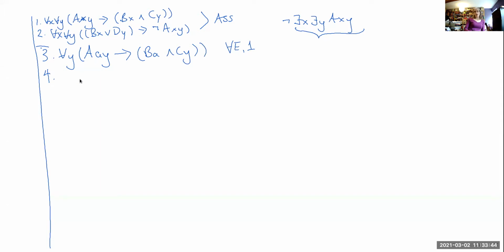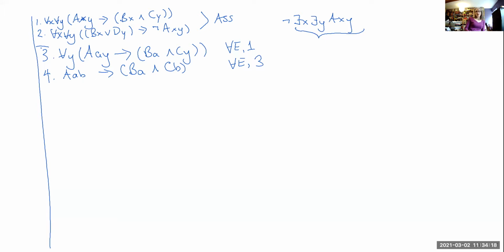And now, because I still have another universal quantifier, I can do the same thing. Now, I could pick the same constant because the quantifier holds for everything, but I'm actually just going to pick a different one because I can. So I'm going to say that Aab implies either Ba, or sorry, it implies both Ba and Cb. So universal elimination on line 3 because I'm getting rid of the for all quantifier.